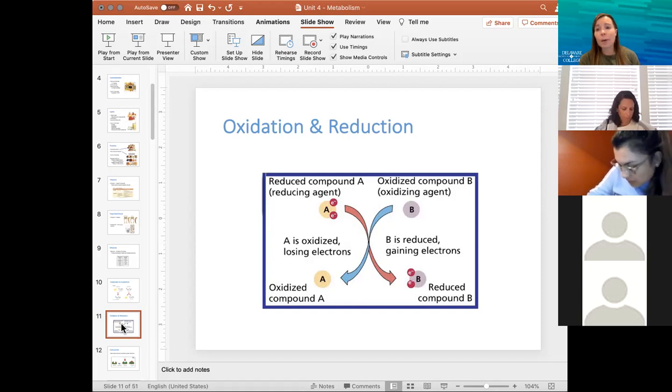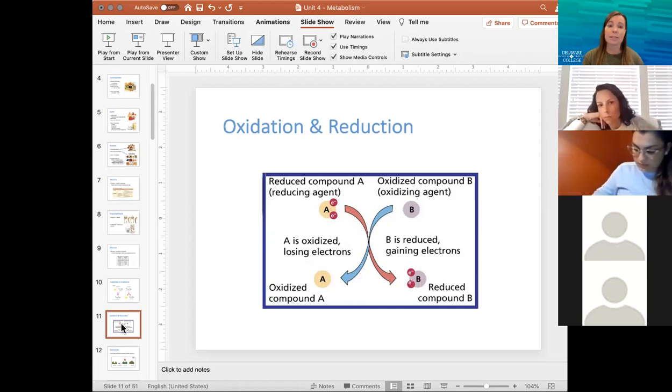And almost always, these reactions occur simultaneously with two different molecules. So when one molecule is being oxidized and it is losing electrons and hydrogen ions, the other molecule is being reduced and it's gaining electrons and hydrogen ions. So you're just taking those things away from one molecule and transferring them onto another.